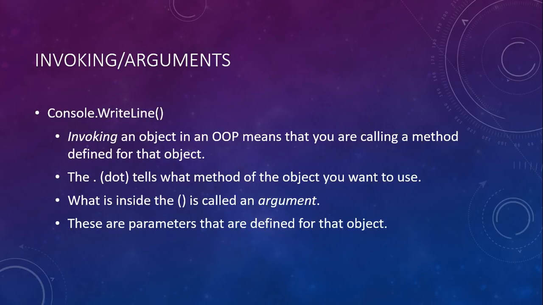So in here, I have this Console.WriteLine. You'll see there's several different pieces in here. There's Console, there's WriteLine, and there's this dot and these parentheses. Well, invoking an object in an object-oriented programming language means that you're calling a method defined for that object.